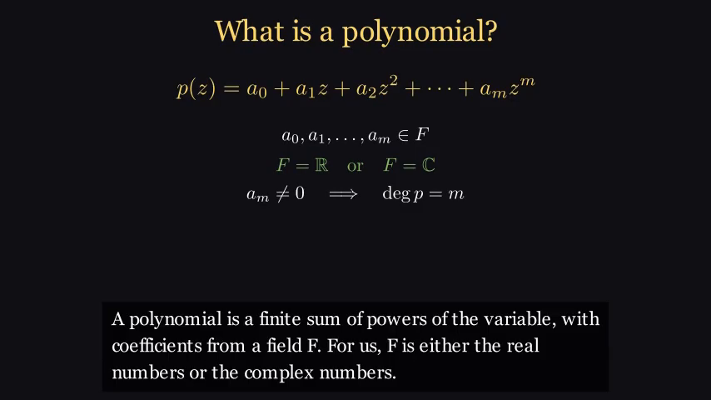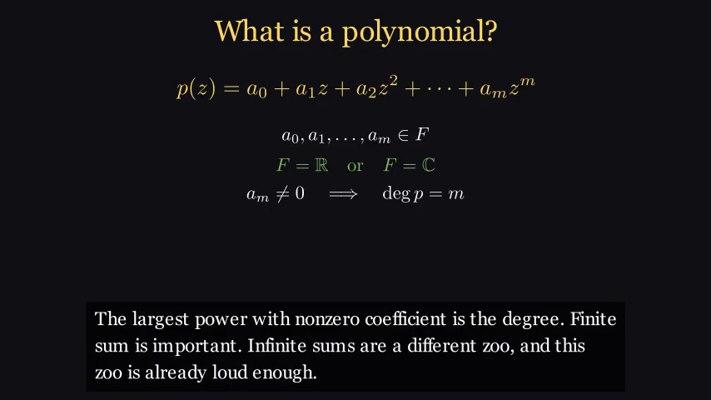A polynomial is a finite sum of powers of the variable, with coefficients from a field F. For us, F is either the real numbers or the complex numbers. The largest power with non-zero coefficient is the degree. Finite sum is important. Infinite sums are a different zoo. And this zoo is already loud enough.